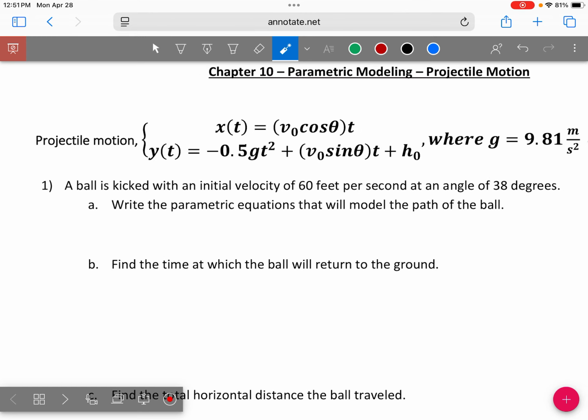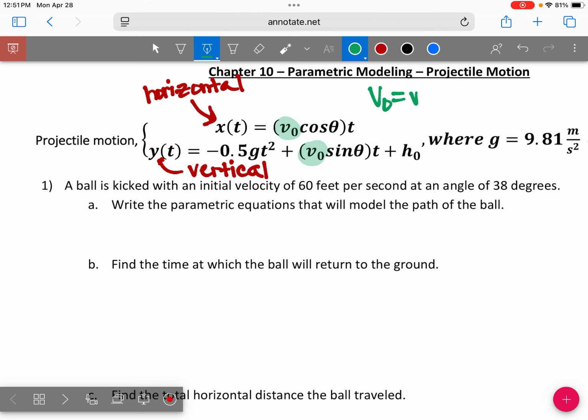First of all, the x of t, that's what you use to find a horizontal distance. So this is for horizontal. Y is for vertical. And then when we look here, we have V sub 0. V sub 0 is velocity. And then we have our theta. Theta is our angle.